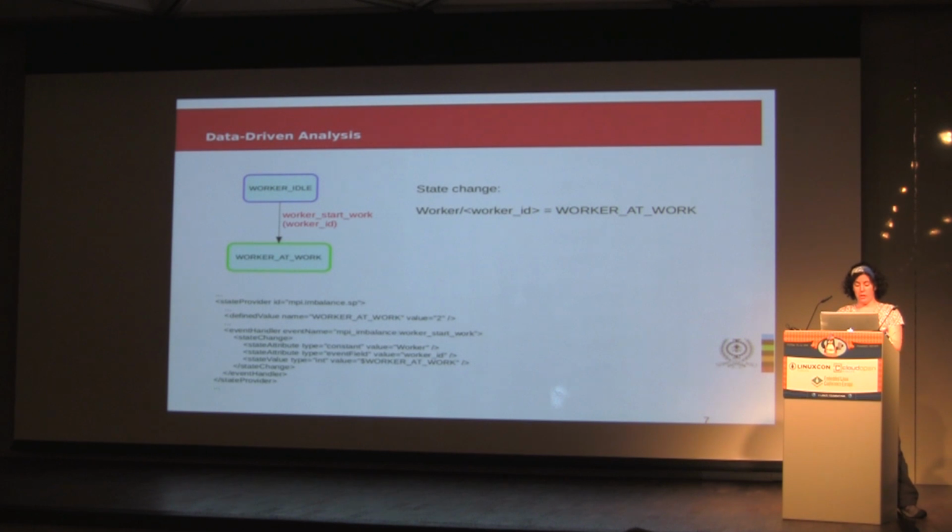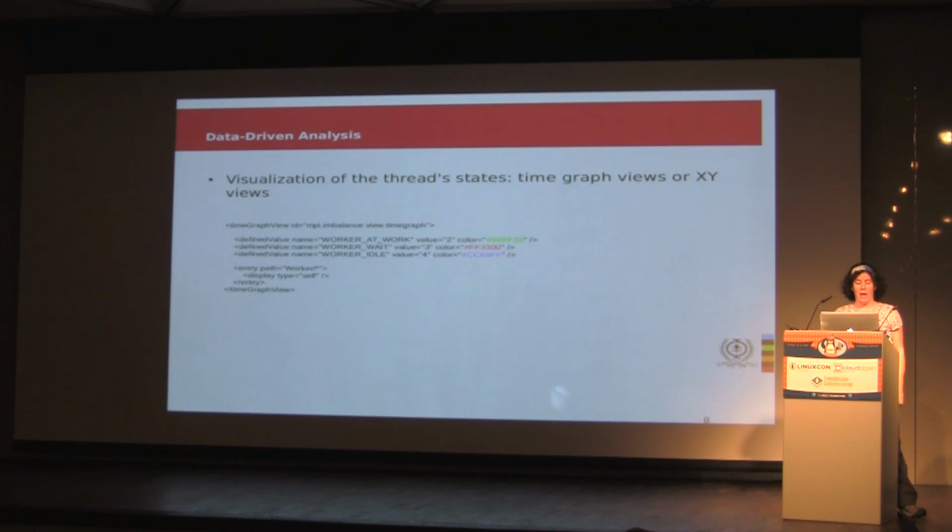What do we do with that? We can visualize it. Add the graph. What's supported so far are time graph views. That's a view like the control flow view with the bars and the entries on the left. And XY views, which are just XY charts. So here, we simply define that we want to do a time graph view. We define the values that we have. We give them each a color to identify them. And we show what we want to have for entries.